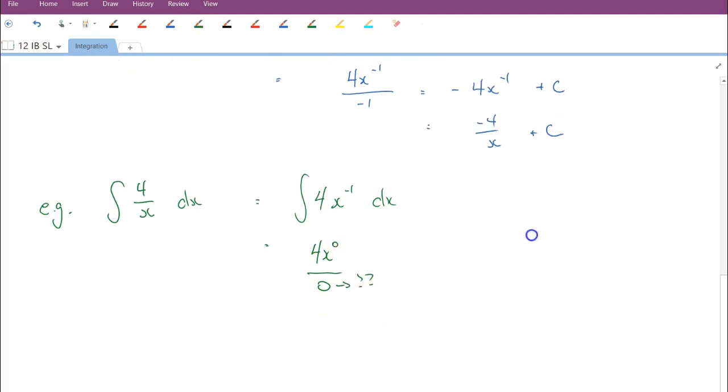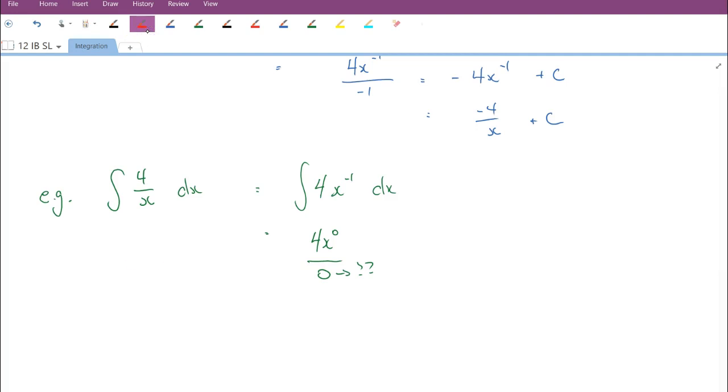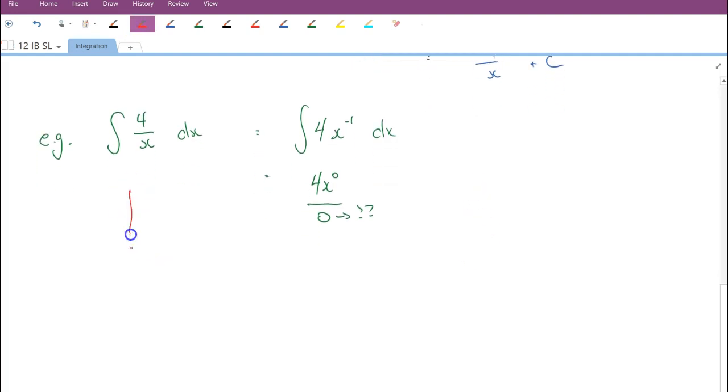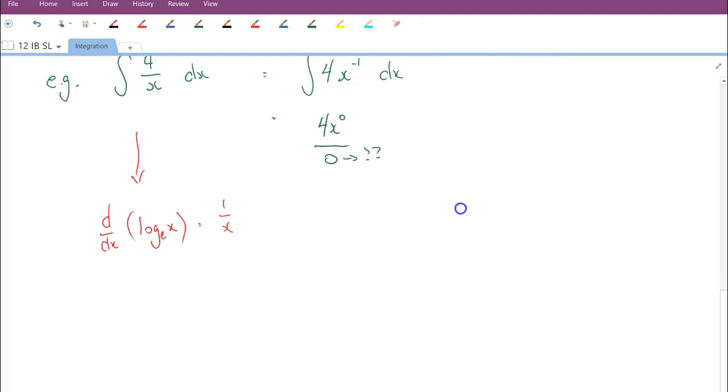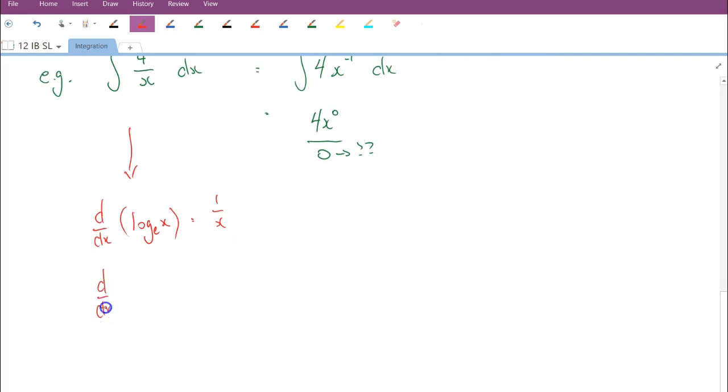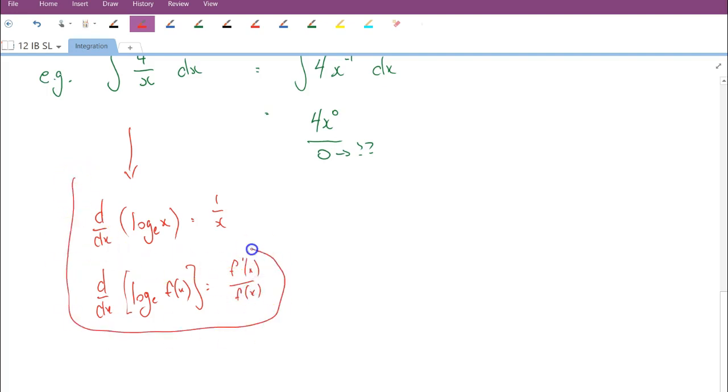All right, we see a problem. But if we go back to our work on, here's one from the vault. What about the derivative of log x? Do you remember the derivative of log x? Well, I'll tell you, it's 1 on x. And even one step further, the derivative of log f of x, you remember, was f dash x over f of x. All right, just recall that stuff, because now we're going to use it with integration.